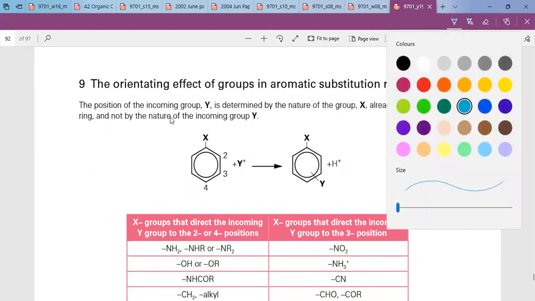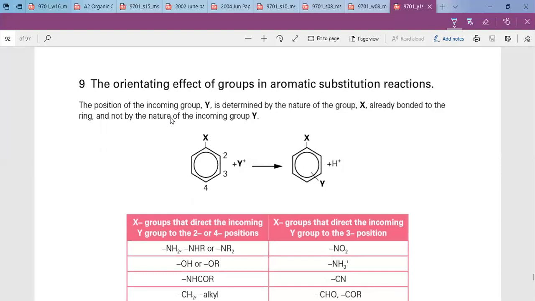Okay, here we are. The position of the incoming group. This is called the incoming group. I put X as it, doesn't matter. It means this is positive, this is an electrophile. Now, it's determined, that means the position, that means 1, 2, 3, or 4. This is actually 2, this is actually 3, they are the same. It's determined by the nature of the group X here.